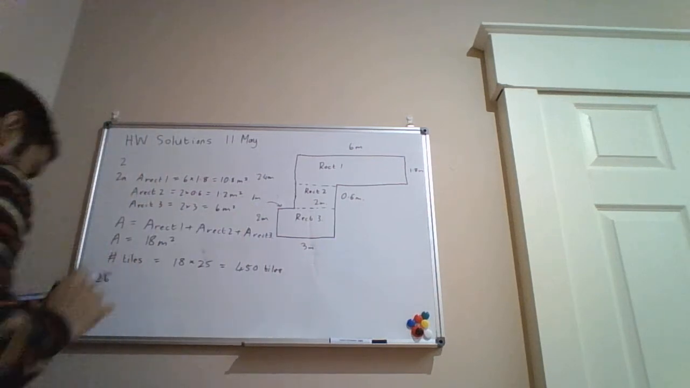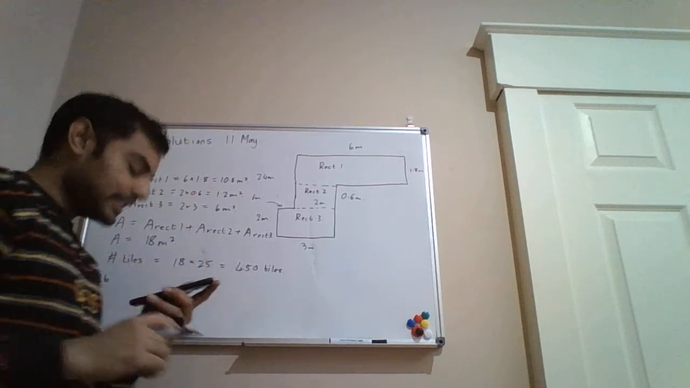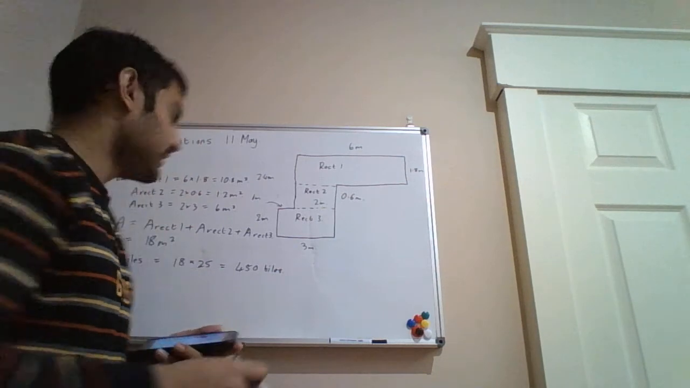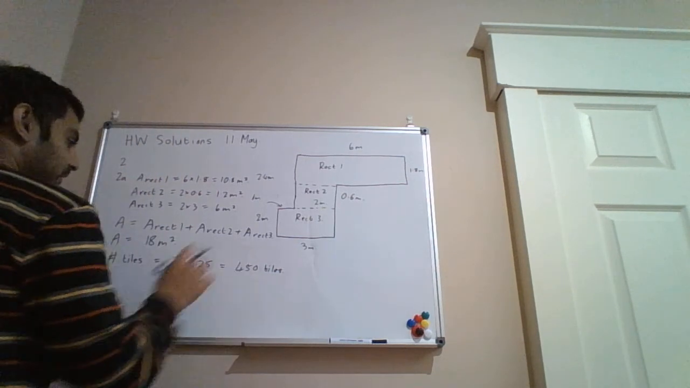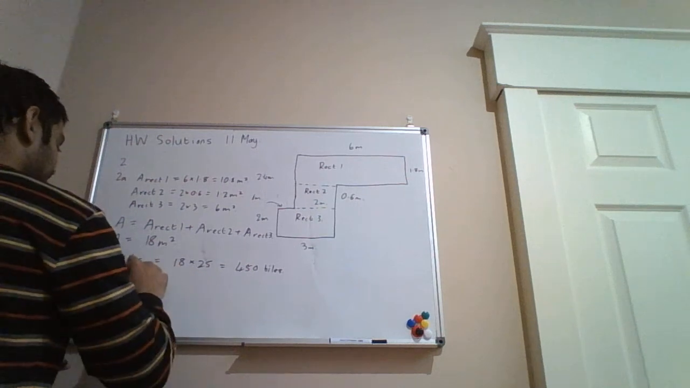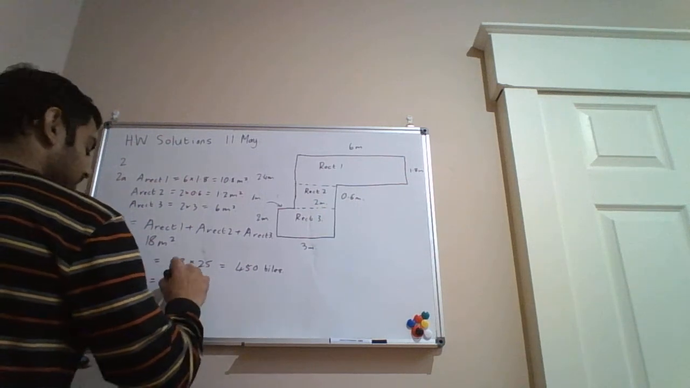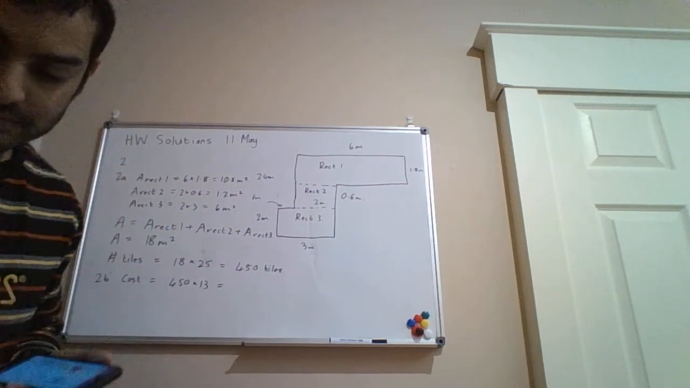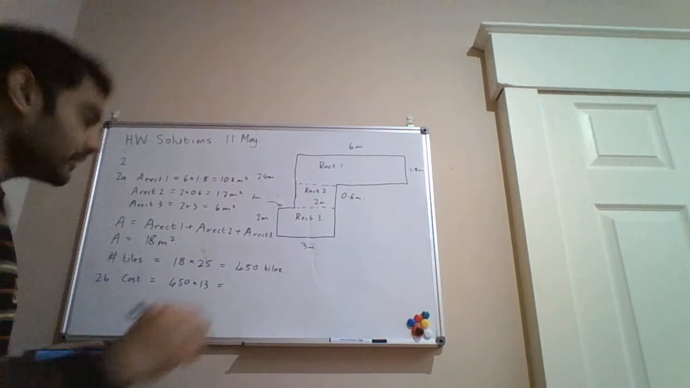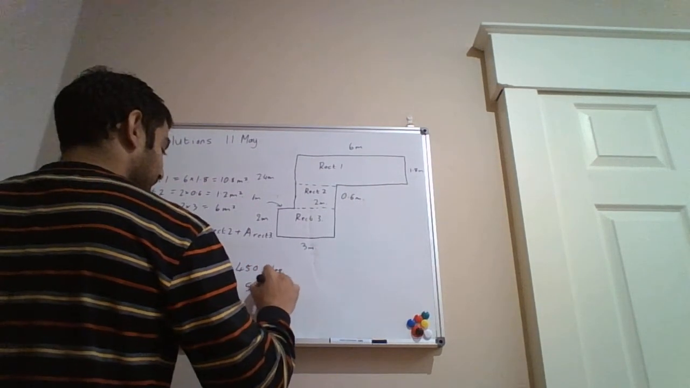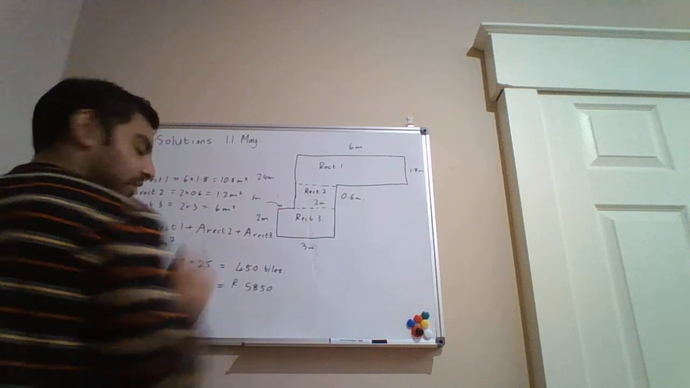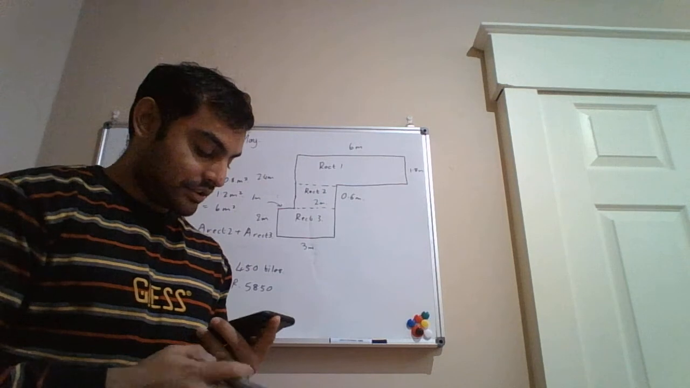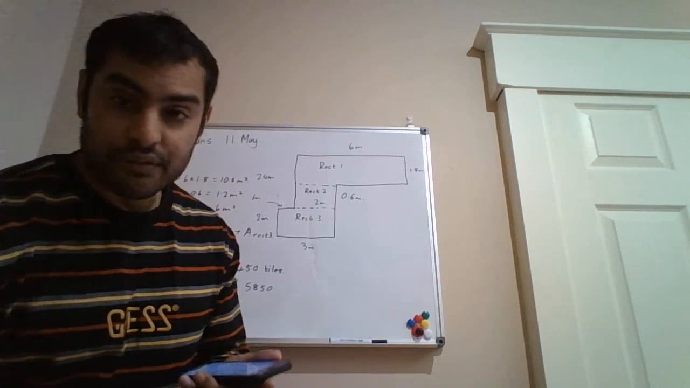2B says each tile costs 13 Rand. Find the total cost of the tiles that are needed. So there's 450 tiles, each one costs 13 Rand, so our total cost is 450 times 13, which gives us 5850, and don't forget our unit, rands. Okay, so that's the first question I asked you guys to do. Next question, question 4.